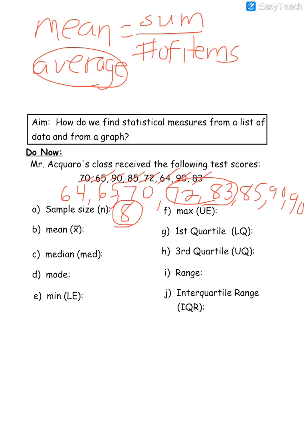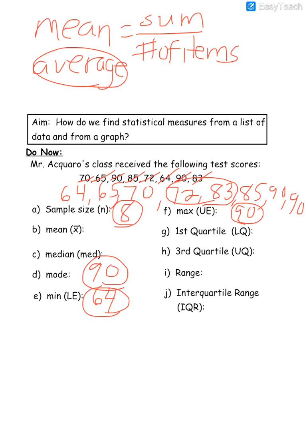Mode is the number that appears most often. In this case, the only number that repeats is 90. Min or minimum, sometimes we call that lower extreme when we're doing a box plot or box and whisker plot. The minimum number here is 64. The max or the maximum number, or the upper extreme, is the highest number, which in this case is 90.